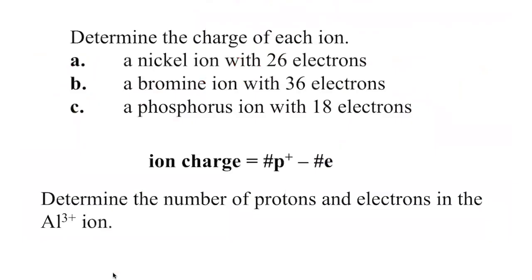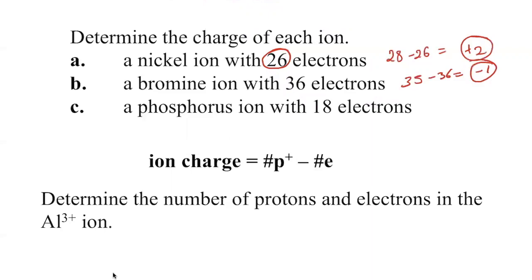So I'm going to give you a practice for you to do on your own. So the answer for the first one, a nickel with 26 electrons. Well, how many protons? Nickel is Ni, so it'll be 28 minus 26. The answer should be +2, the cation. A bromine with 36 electrons. Well, how many protons? It's 35. 35 minus 36 equals -1, anion.